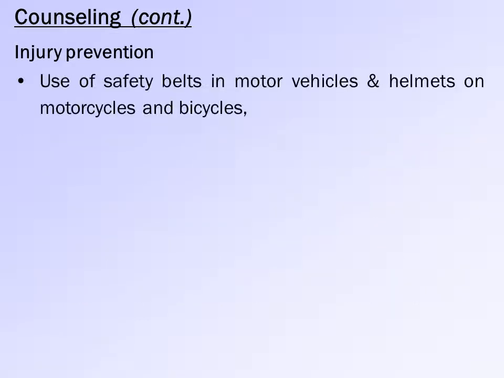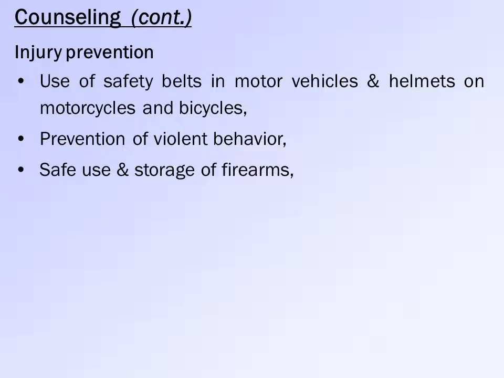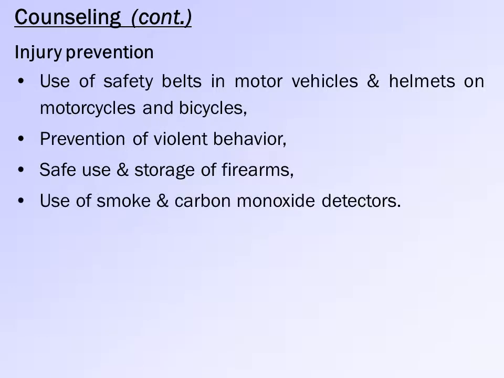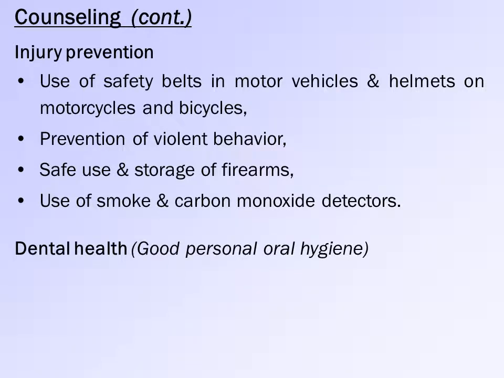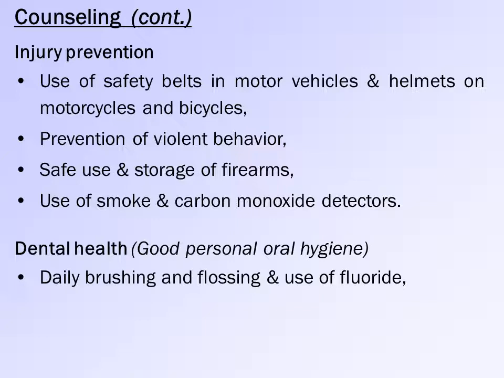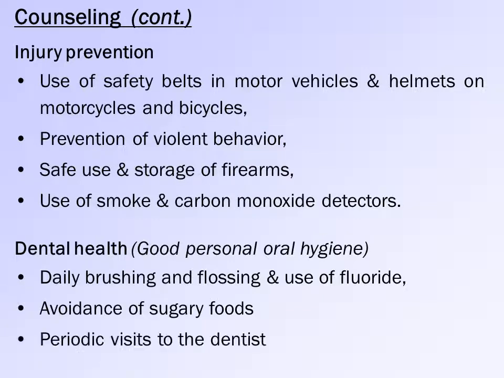Injury prevention: use of safety belt advice is given in motor vehicles and helmets on motorcycles and bicycles. Prevention of violent behavior: safe use and storage of firearms. Use of smoke and carbon monoxide detectors. And for dental health, to ensure good personal oral hygiene: daily brushing and flossing and the use of fluoride, and the avoidance of sugary foods, with periodic visits to the dentist.